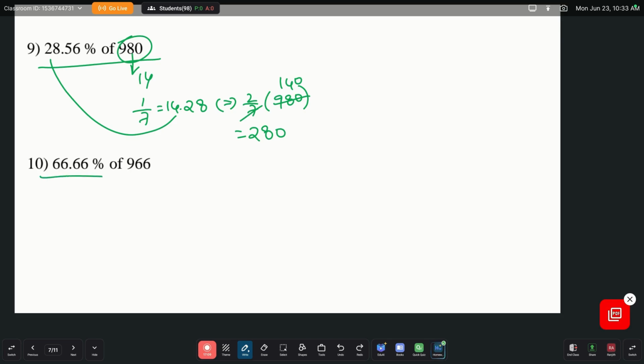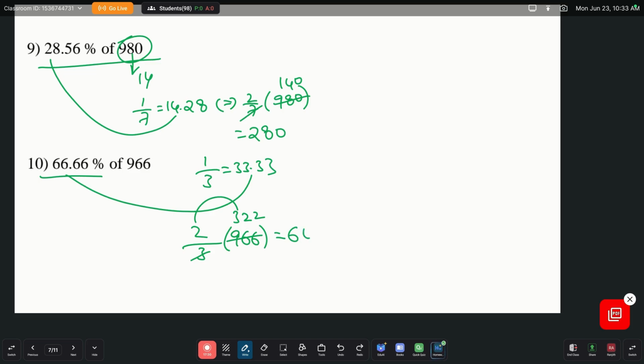66.66% of 966. 1 by 3 equal to 33.33. So 66 is multiplication of 33 two times. So that will be equal to 2 by 3 times of 966. 3 ones are 3, 3 threes are 322. So that will be equal to 2 threes are 6, 2 twos are 4, 2 twos are 4. So the answer will be equal to 644. In this way, we need to find out fractions to percentage.